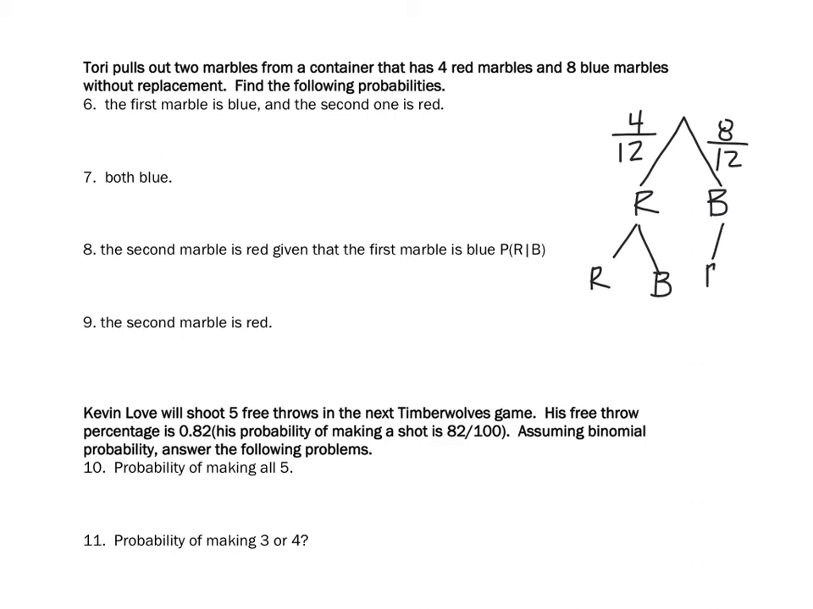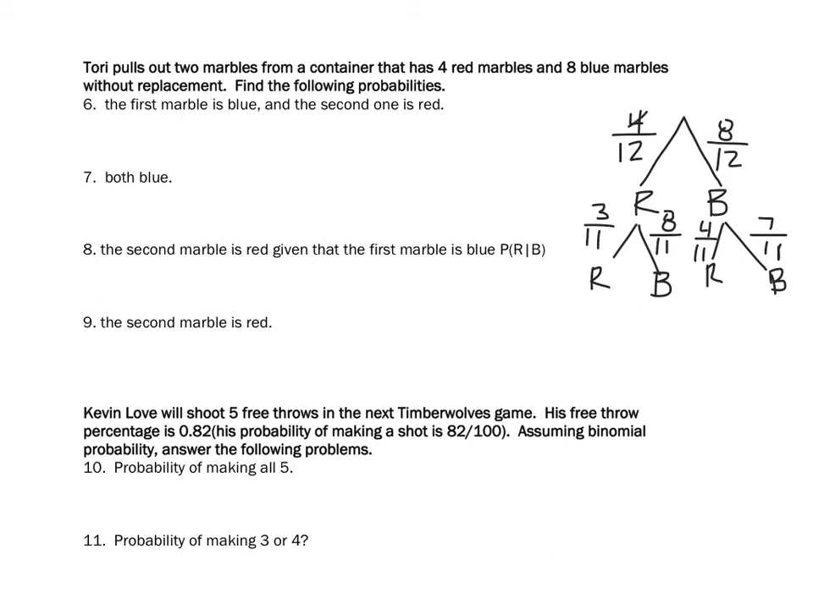Second one could be either red or blue. If the first marble's red and not replaced, that means there's only 3 left out of 11, which means this would be 8 out of 11. The first one's blue, second one being red would be 4 out of 11, which would make this one 7 out of 11. These always have to add up to be 1 in each branch.